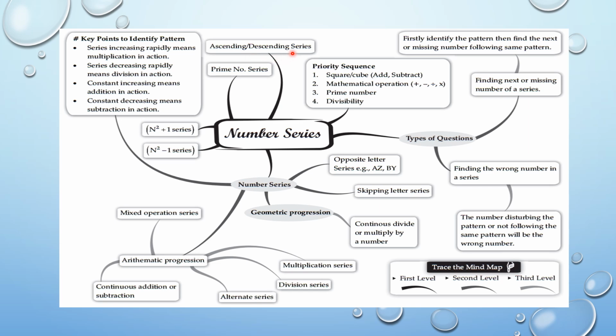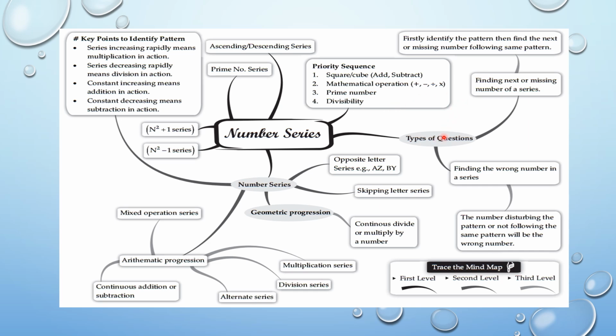Ascending, descending series. Prime number series, n square plus 1 series, n square minus 1 series. Priority sequence: square, cube, add, subtract, mathematical operation plus, minus, multiplication, division. Prime number, divisibility.